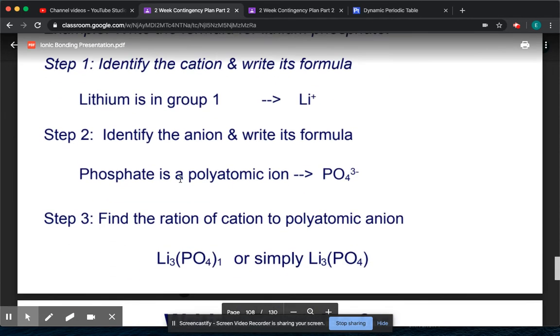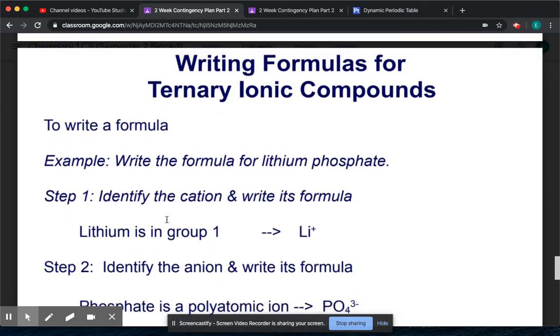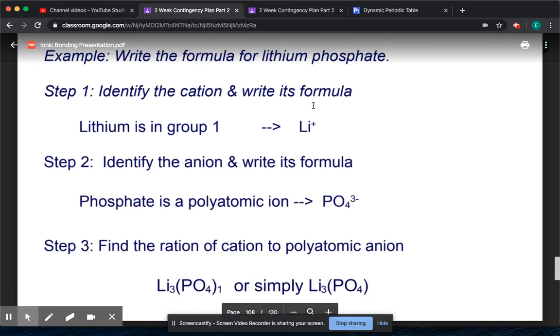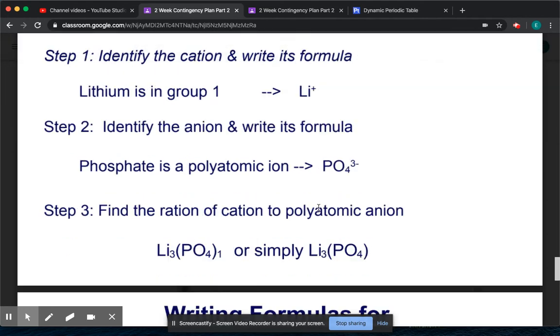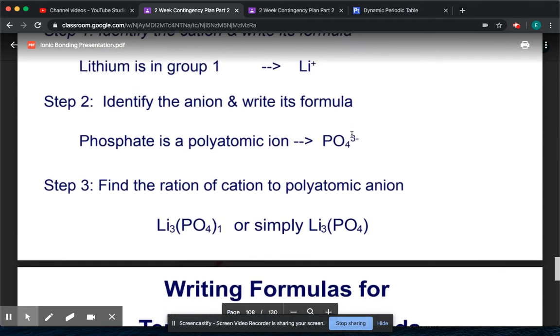And then they continue with more examples. This is breaking down stuff you already know. So to write a formula, you have to figure out what the charge is from the metal, figure out what the charge is on the polyatomic ion, and just cancel them out. So if this is +1, this is -3. That means you need 3 lithiums, which is what you end up having here.